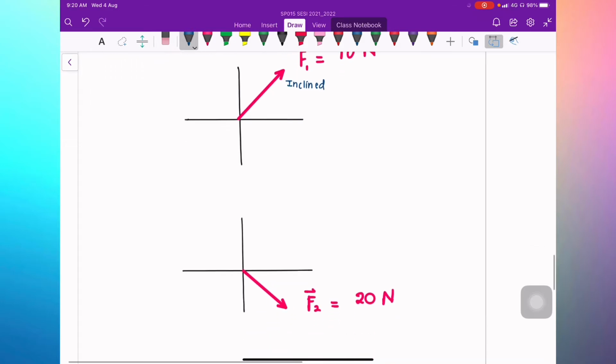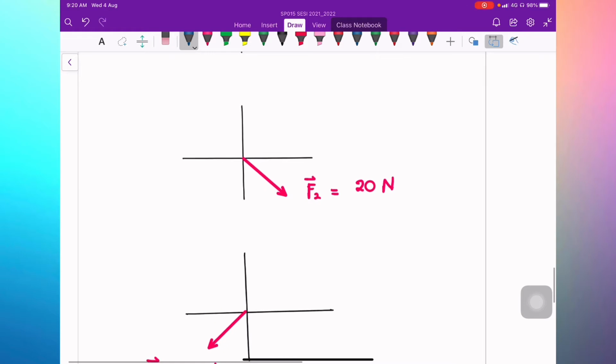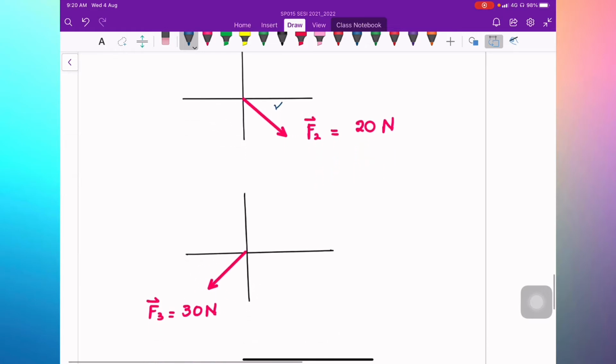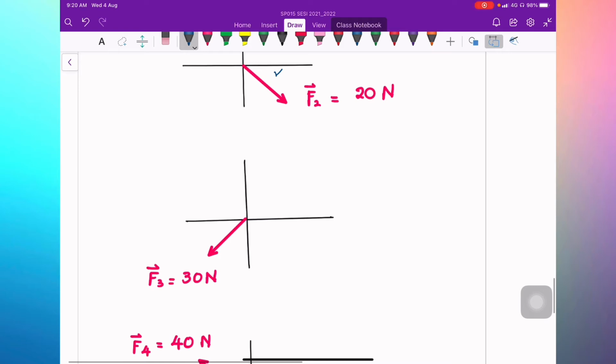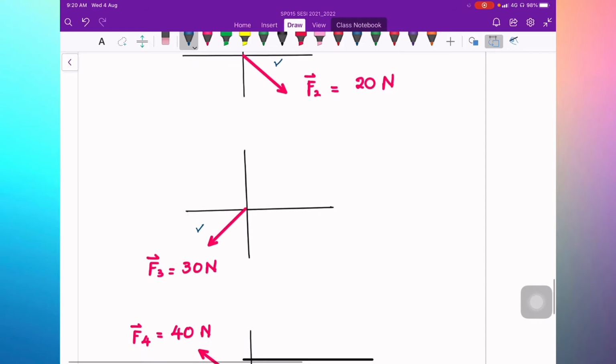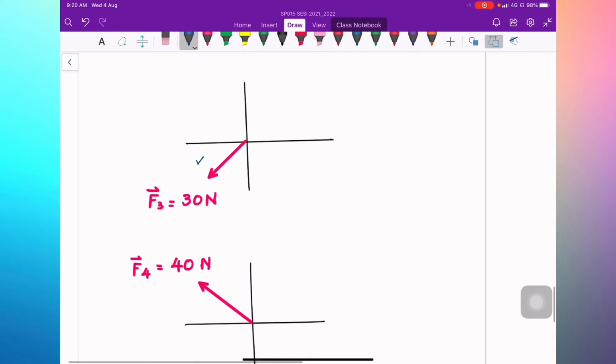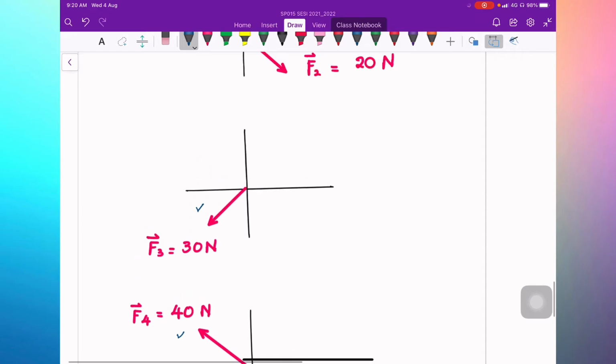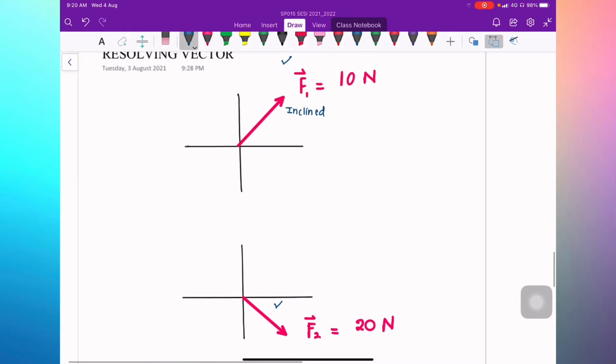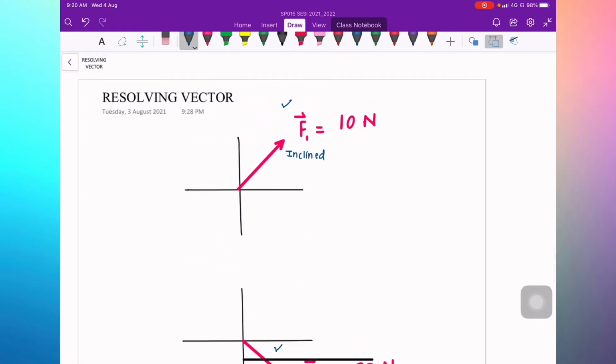Inclined vector. So for example 2, this is an inclined arrow. For an inclined arrow, an inclined vector, we need to resolve it into X and Y components. Okay, like this. This is an inclined arrow vector, so we need to resolve it. And this one is also an inclined vector.